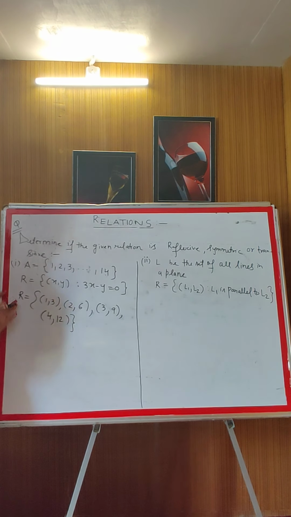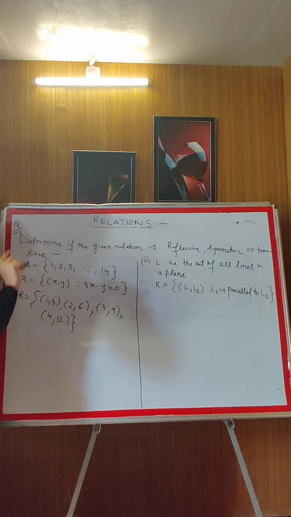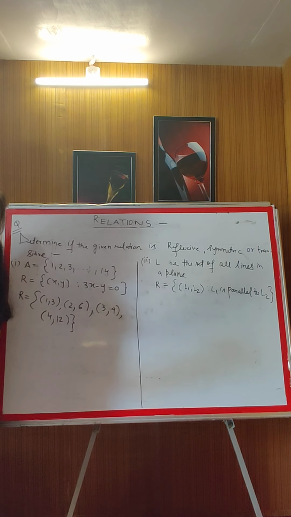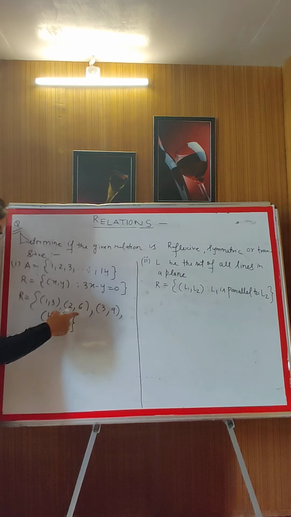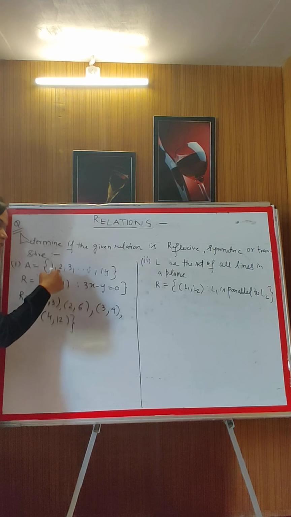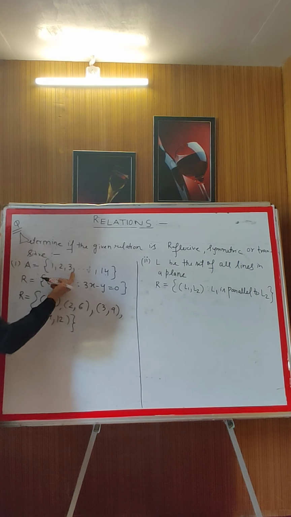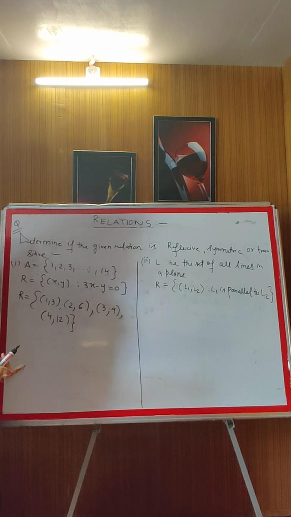Now, as we have the elements of the relation in hand, one by one we will check if the relation is reflexive, symmetric or transitive. There are elements 1, 2, 3 up to 14, and for reflexivity, each element should be related to itself. Do we have the same case here? No, we don't have 1 related to 1, 2 related to 2, 3 related to 3 or any number. So it is not reflexive.